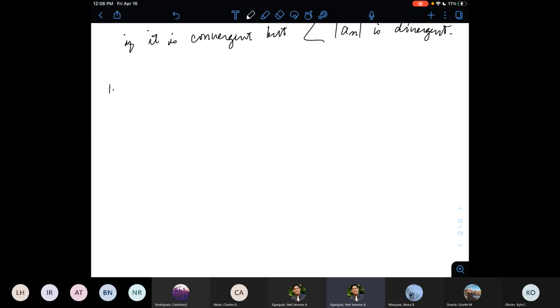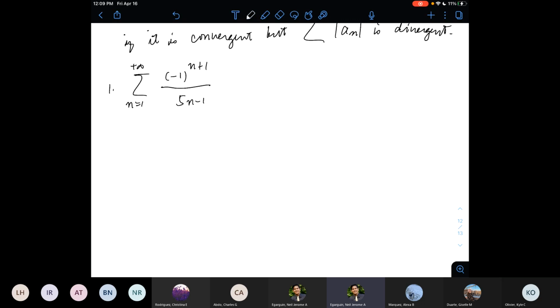Okay, let's try this one. The sum of (-1)^(n+1) over 5n minus 1, going from n = 1 to infinity.